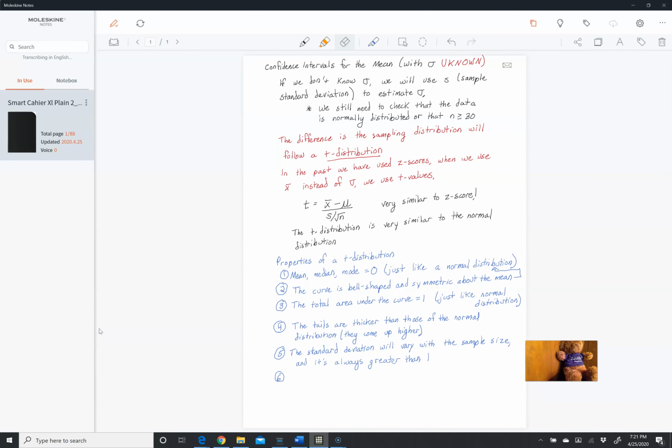Two more. Okay. The second one, again, you'll probably need the diagram in order to completely understand it. But essentially, the t-distribution is a family of curves. So it's not just one curve. Normal distribution is one uniform curve. No matter what the sample mean is, or the population mean, no matter what the standard deviation is, it's one curve. The t-distribution is multiple curves.